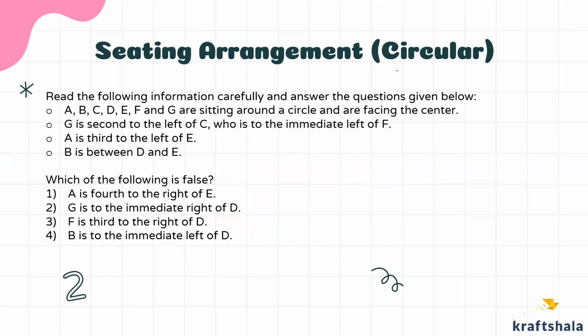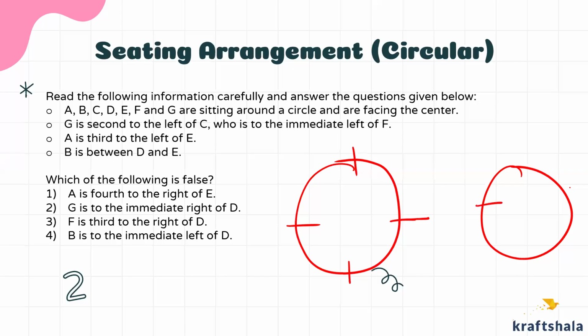Now, next is circular seating arrangement. So in circular seating arrangement, the concept and the approach remain the same. Only one thing which I want to discuss: suppose there are 4 people sitting in a circle. You have to ensure that the entire circle is covered. This is obvious as well. So it cannot be like this. You cannot mark 4 people like this. You can mark like this or like this. Ensure that the major part of the circle is covered.